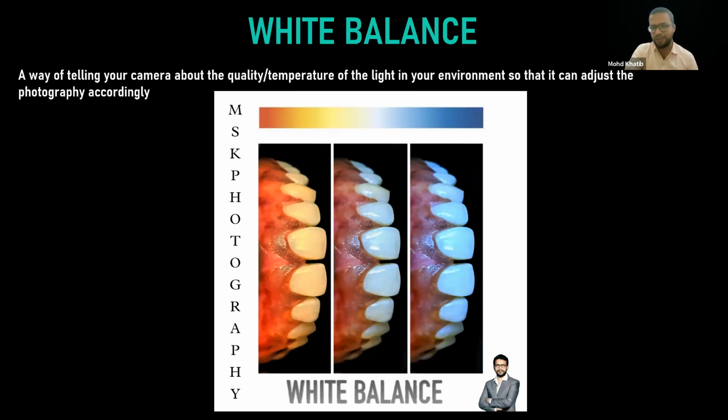For that, you have to download software. I will tell you which software. In Android Pro mode, you will get the option of WB, that's white balance. The recommended white balance for dental photography is 5500 Kelvin. And the light that we are going to use is also integrated to 5500 Kelvin.